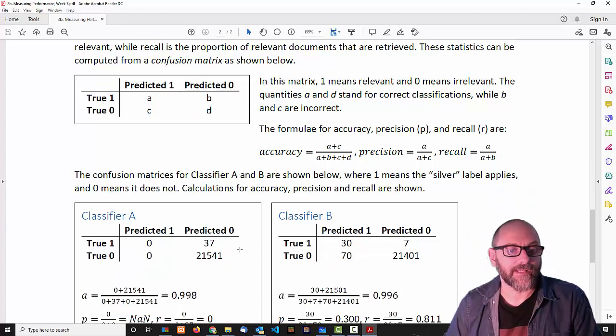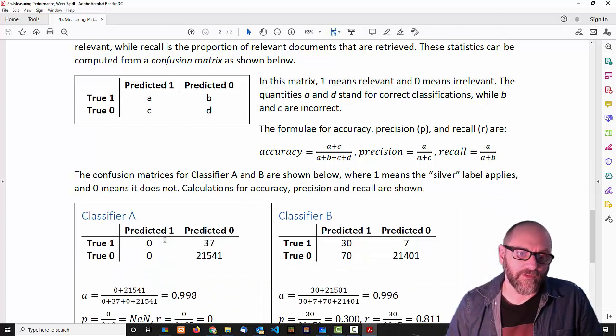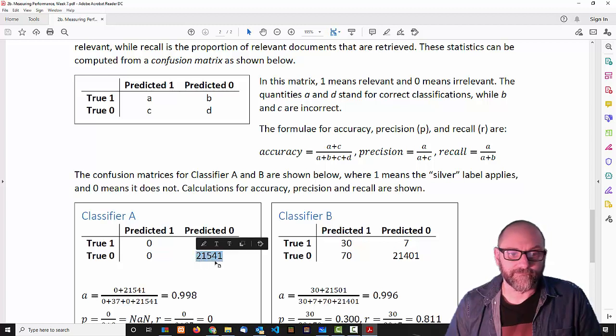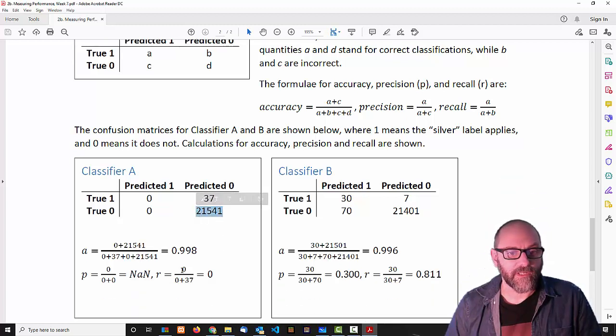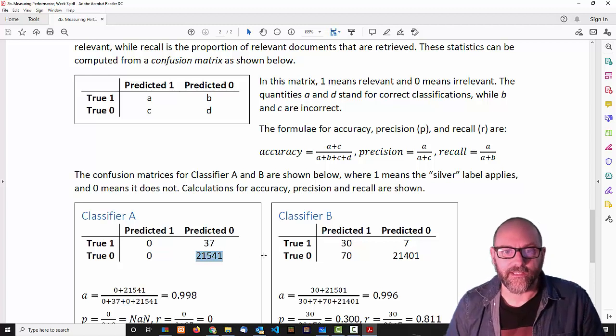Okay, so if we look at our two classifiers here, the first one, which did no work, always said not silver. So it never predicted silver. So it was correct 0 times, and it was also wrong 0 times because it never predicted silver, so there's nothing here. Here, where it predicted not silver, it was wrong 37 times. There are 37 silver documents that it got wrong, and this is what's left over. Okay, so it's recall. So anyways, that's that.